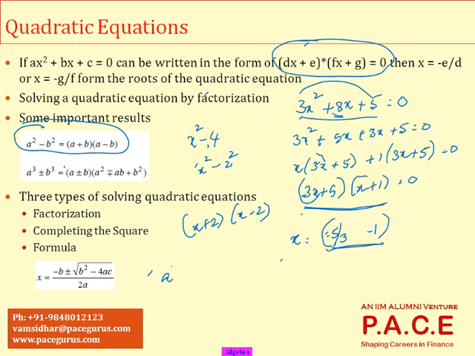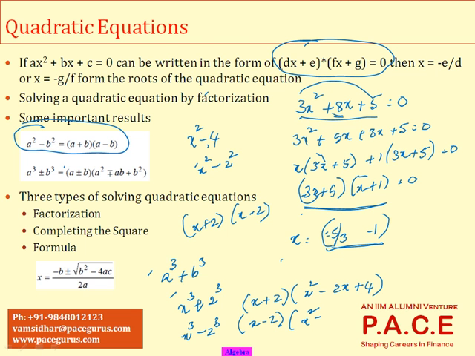Similarly, a cube plus b cube, like x cube plus 2 cube, which is 8, I can write as x plus 2 into x squared minus 2x plus 4, going with the formula a plus b into a squared minus ab plus b squared. Similarly, x cube minus 8, I'll write as a minus b into a squared plus ab plus b squared. If you remember some of these rules, writing or simplifying your expressions becomes more and more easy.